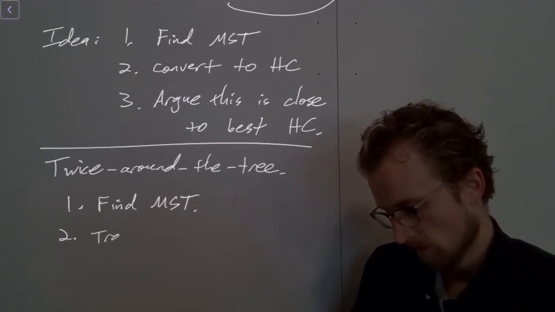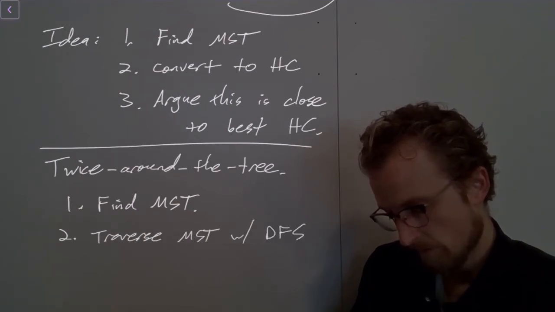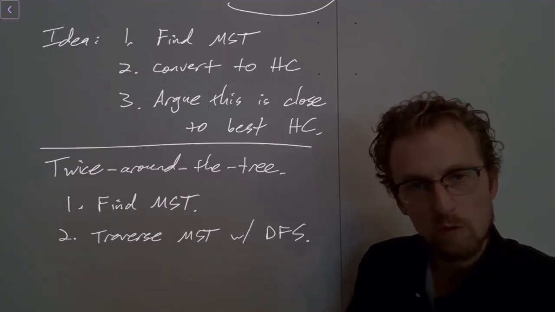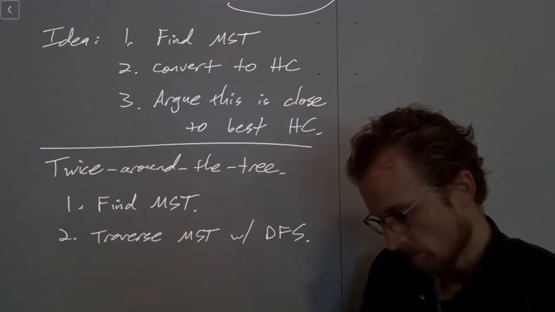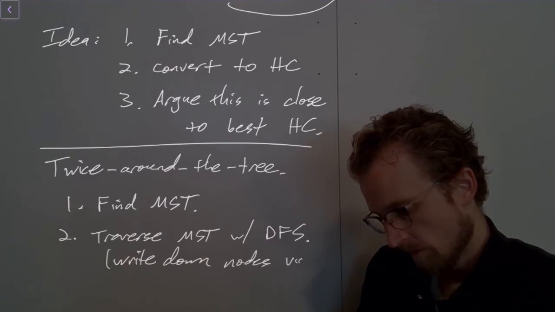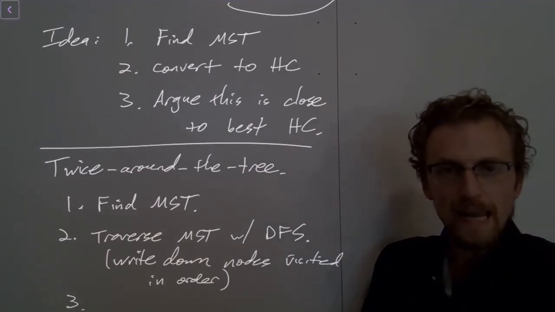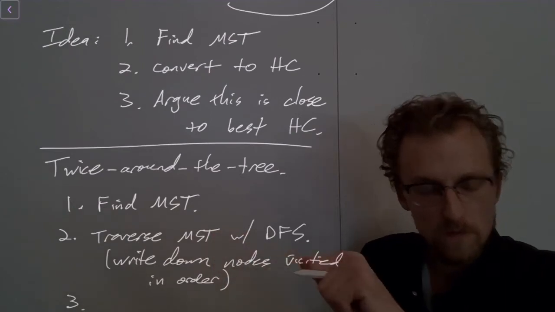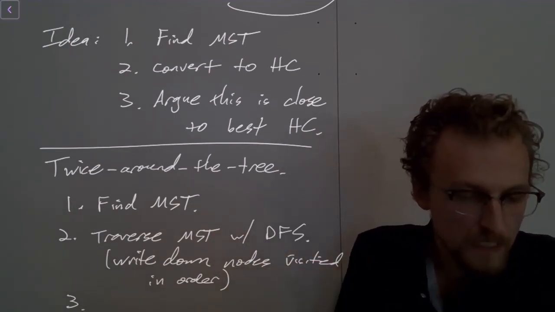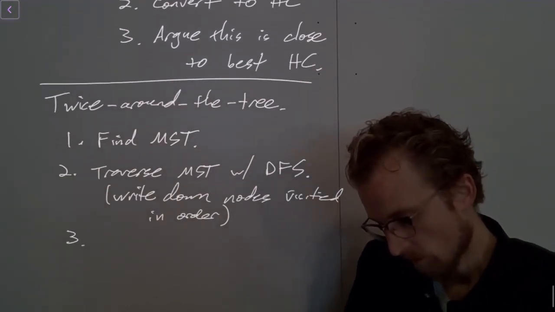Traverse the MST with DFS. As you traverse it, you write down the nodes that you visit, in order. Then 3, you create a Hamiltonian circuit by walking down this list and just skipping stuff that's repeated. We'll illustrate this in a second.